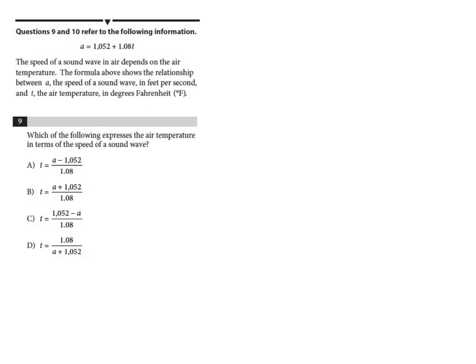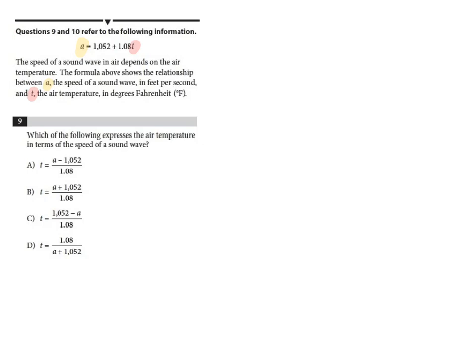Okay, so here we are at problems 9 and 10. We've got a linear equation here, and it looks like it's relating the speed of a sound wave in air, which depends on the air temperature. The formula above shows the relationship between A, the speed of a sound wave in feet per second, and T, the air temperature in degrees Fahrenheit. So I'm just going to highlight those. We've got A is the speed of the sound wave, and T is the temperature in Fahrenheit. It says, which of the following expressions expresses the air temperature in terms of the speed of a sound wave?